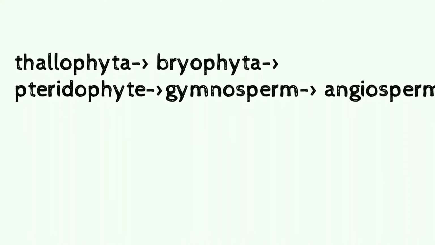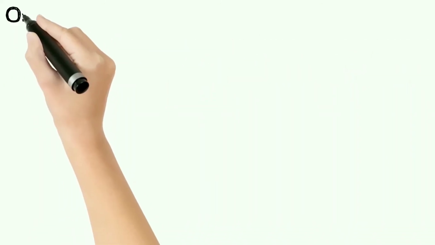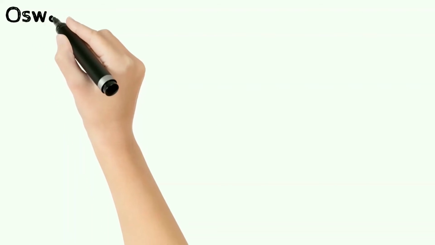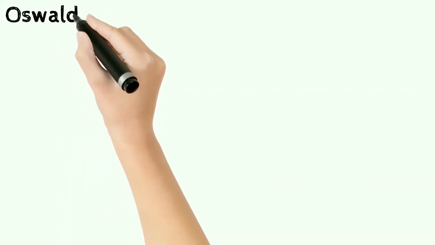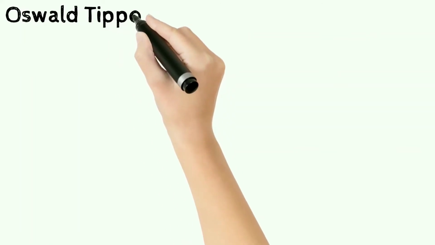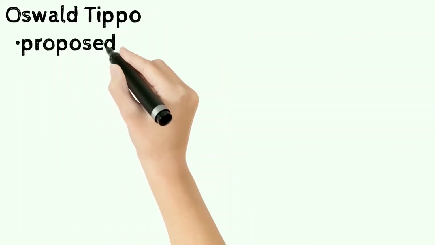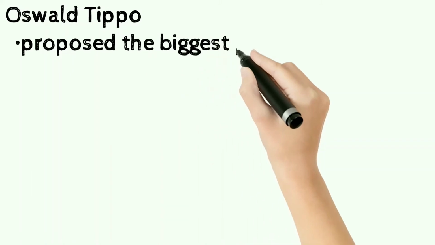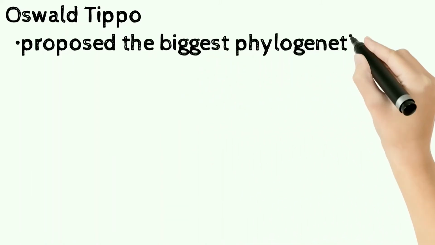Cryptogamia are those plants in which sex organs are not visible, and Phanerogamia are those plants in which sex organs are visible. We will talk about Oswald Tippo, who proposed the biggest phylogenetic classification of the plant kingdom.